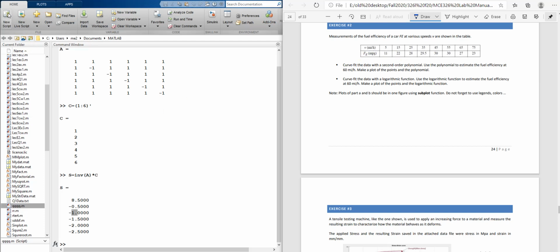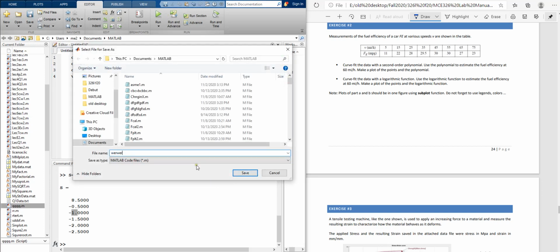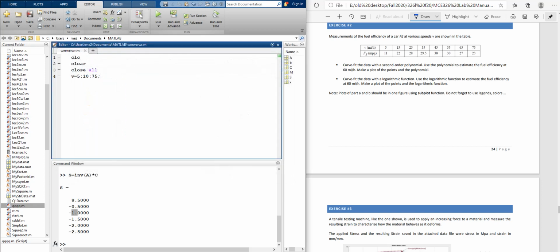Let me go back to MATLAB now, new script, clc, clear, and close all. Now we have these data. We can say that V equals, writing the data, 5, followed by 15, then 25. It is incremented by 5, so I prefer to write it from 5 to 75, but incremented by 10. So this is the increment 10. I have the values of V. Save, run the program.